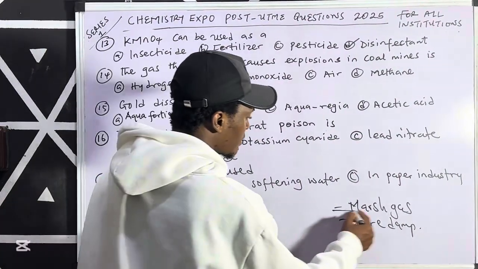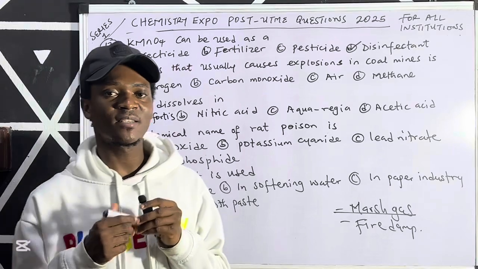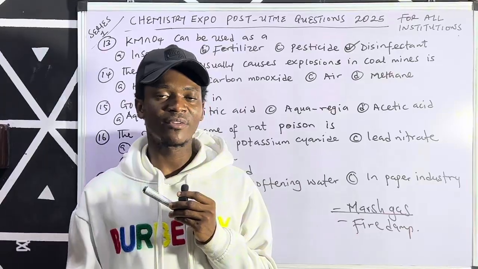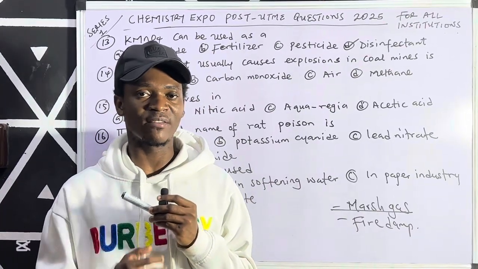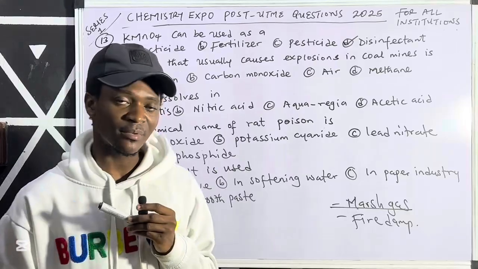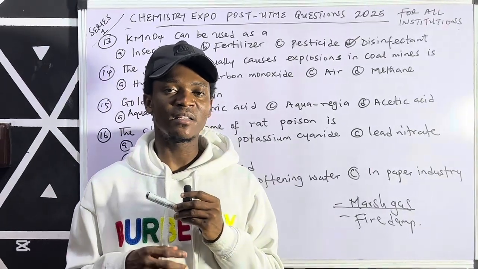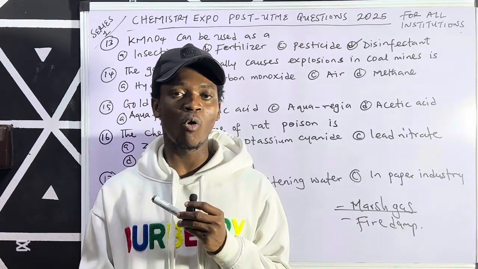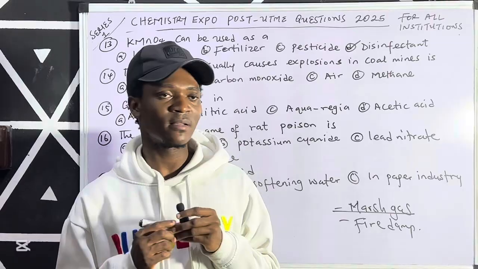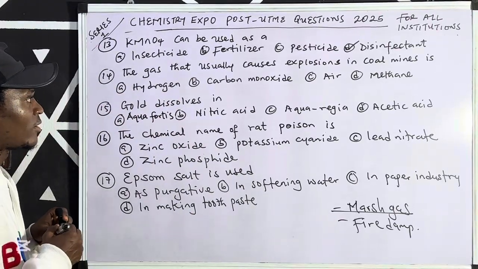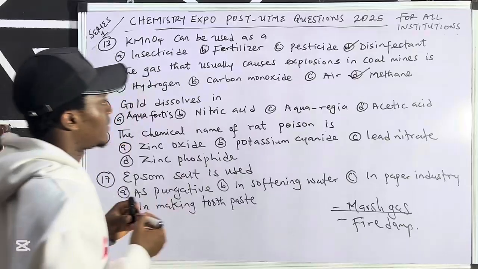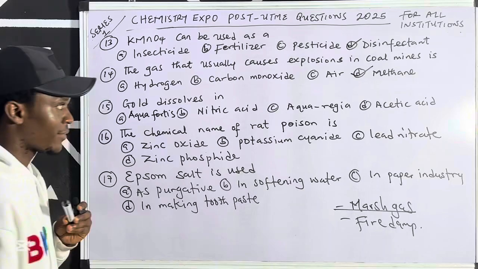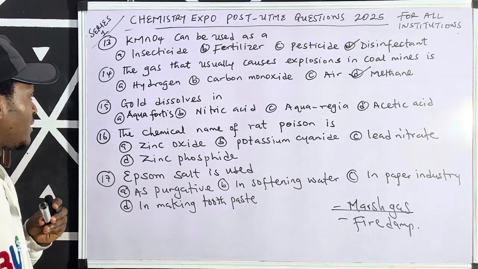Why is methane called marsh gas? It's because methane is often seen being released or given off in swampy or wet environments. Then as for fire damp, the reason why methane is also called fire damp is because it is responsible for fire disasters or explosions in poorly ventilated coal mines. So the correct option to that question is option D, which is methane. That's what is responsible for that, and that's why methane is also called fire damp. So don't forget that.